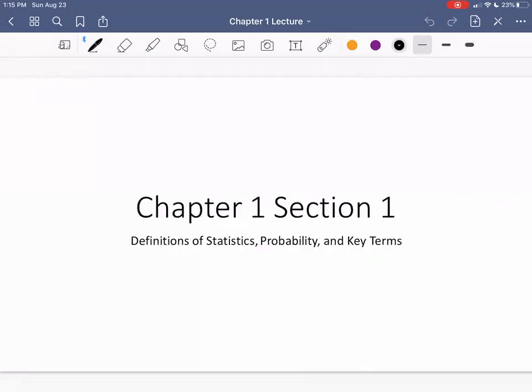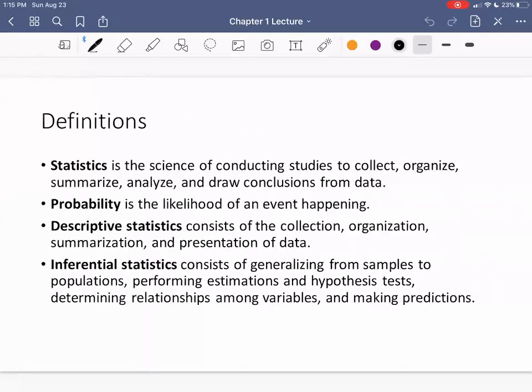So we're going to start with chapter one, section one. It starts with definitions. You have statistics, probability, and key terms, as you can read. So here are a few definitions. First, I'm just going to read a couple, then I'm going to go into them a little bit more. Statistics is the science of conducting studies to collect, organize, summarize, analyze, and draw conclusions from data. And then the way they separate is probability is the likelihood of something happening. So stats is basically organizing all of our things and drawing conclusions, and probability is saying, what's the likelihood of this event occurring, or of something happening.